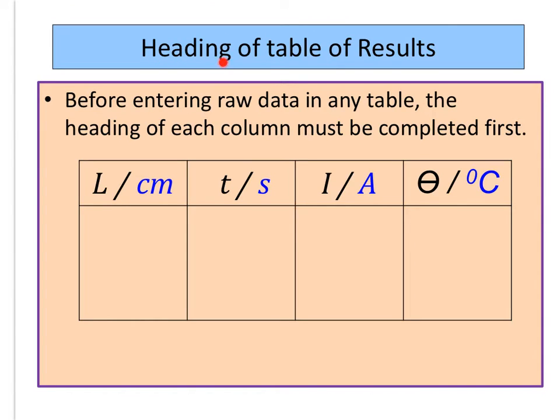Headings of table of results. Before entering raw data in any table like this, the heading of each column must be completed first. Look at the first column. L stands for length, physical quantity, slash centimeters, that's the unit. Second one, time in seconds. Current, I stands for current, in amps. Theta stands for temperature in degrees Celsius.